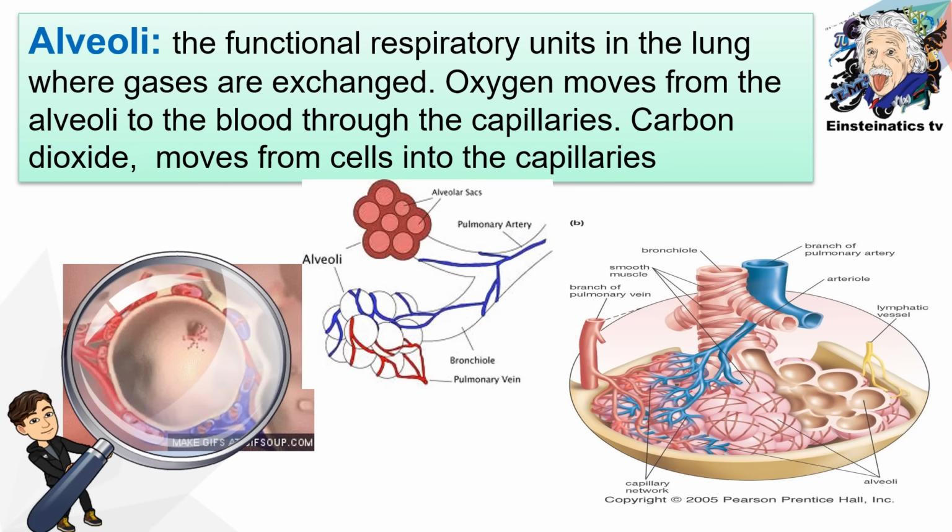So the oxygen moves from the alveoli to the blood through the capillaries, whereas the carbon dioxide moves from cells into the capillaries to be exhaled and released into the environment.